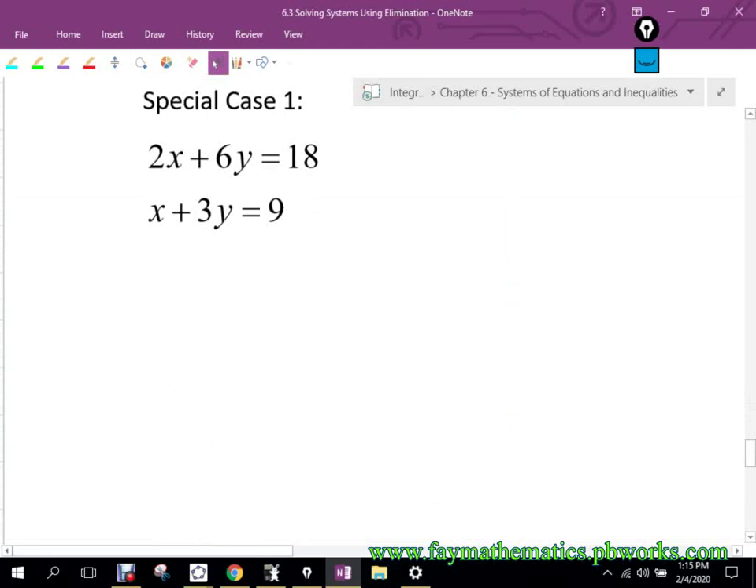Let's look at this one. What variable do you want to cancel? X? So what am I going to multiply by to get them to cancel? Negative 2. So if I multiply by negative 2, it's going to turn into negative 2x minus 6y equals negative 18.